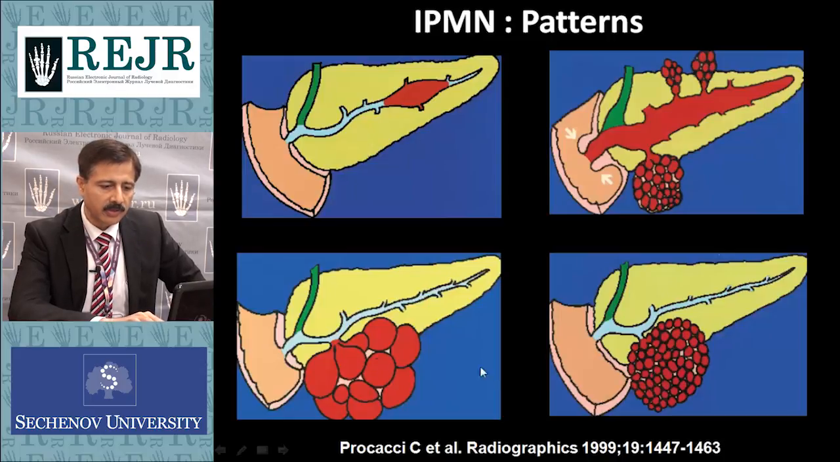And please remember, by definition, in these lesions there should be communication of the cysts with each other or the main duct. But on a CT scan you might not pick up the communication very well. In this regard, MRCP is much better than CT scan.